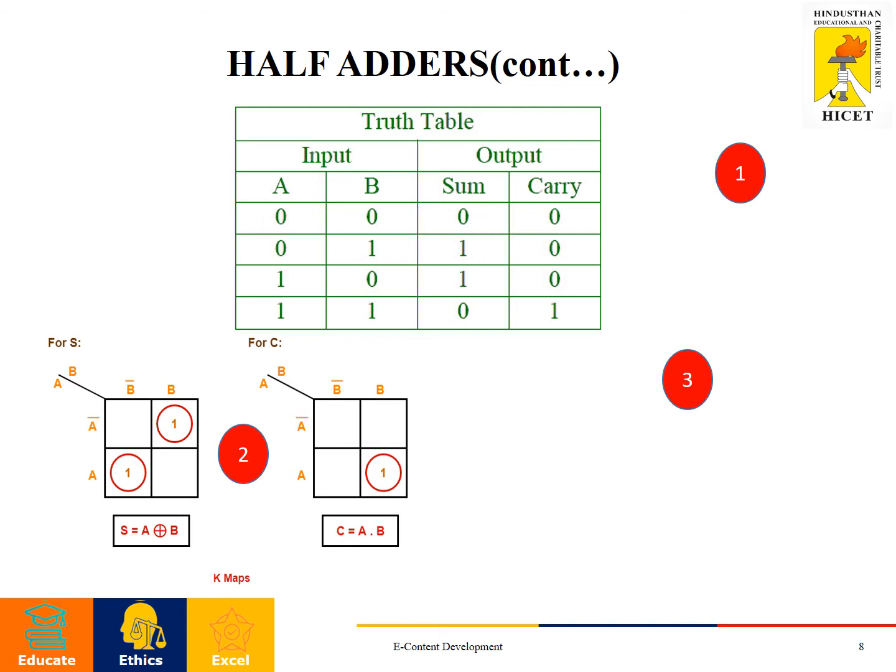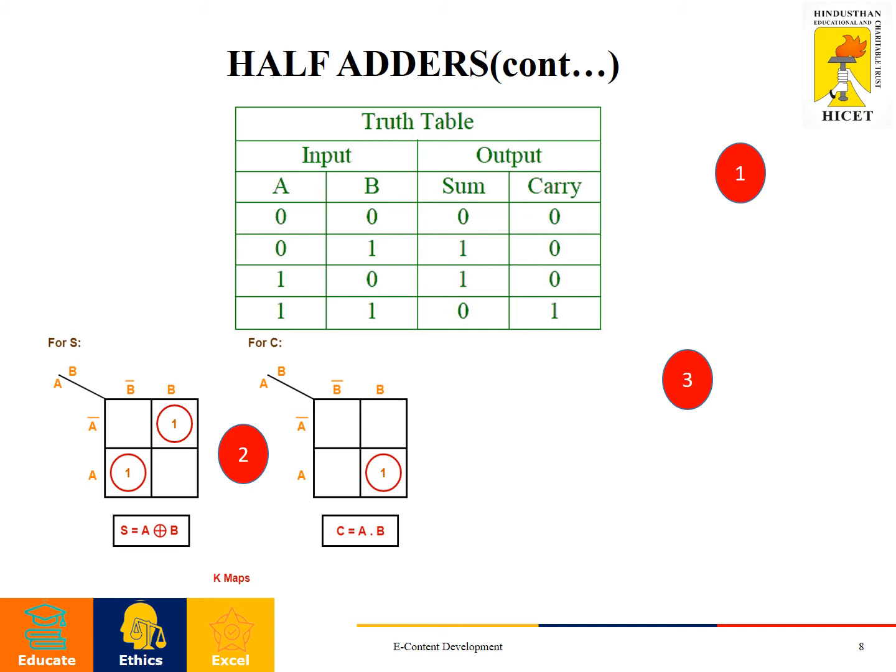For 0 and 0, it will produce a sum as 0 and carry as 0. Similarly, for 0 and 1, the sum is 1 and carry is 0, and for 1 and 0, the sum is 1 and carry is 0, and for 1 1, the sum is 0 and the carry is 1. Since the last combination 1 1 produces the value 10, the 0 will be kept here and 1 will be the carry for the next bit, so it is placed as 0 and 1.